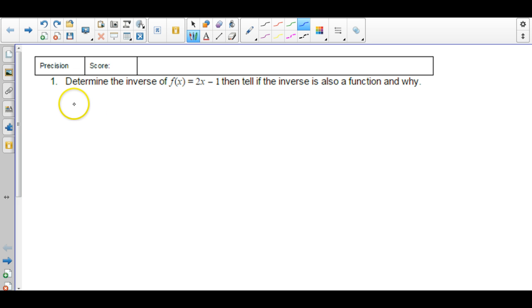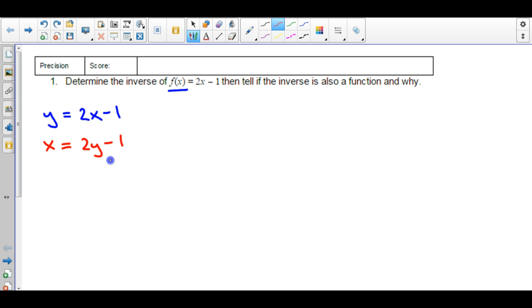The first thing we're going to do is replace the f of x here with the letter y. So I'm going to rewrite the equation as y equals 2x minus 1, which is the equation of a line in mx plus b form. Once you rewrite this as y equals, we're going to flip-flop the x and y, because when you're taking an inverse of something, you are reflecting it over the line y equals x, so we flip-flop them.